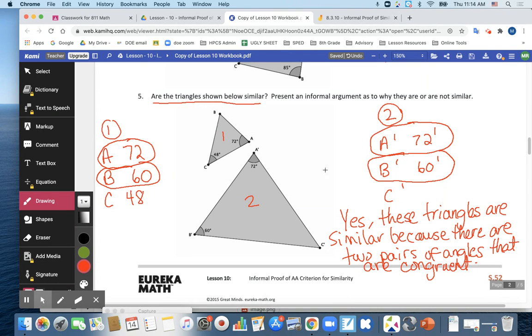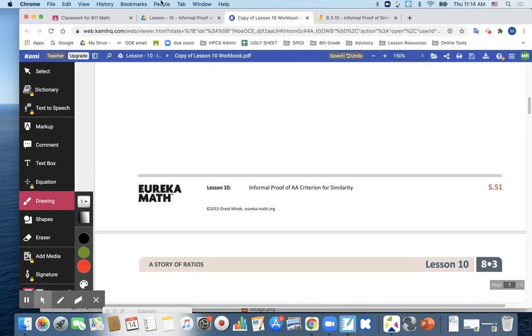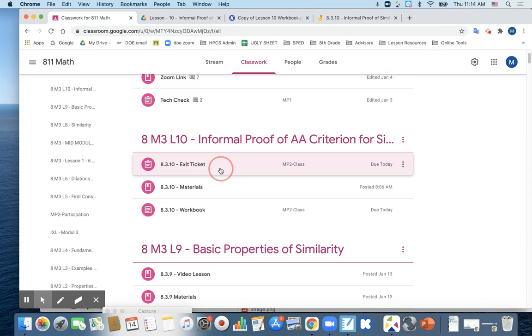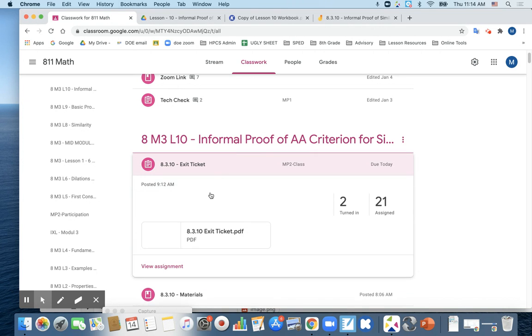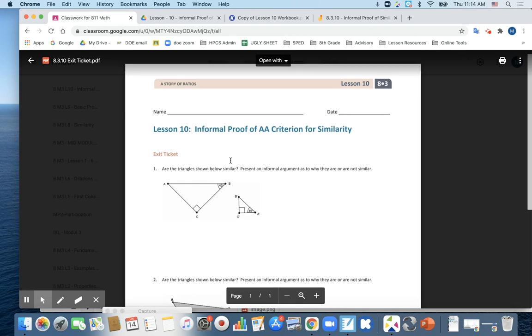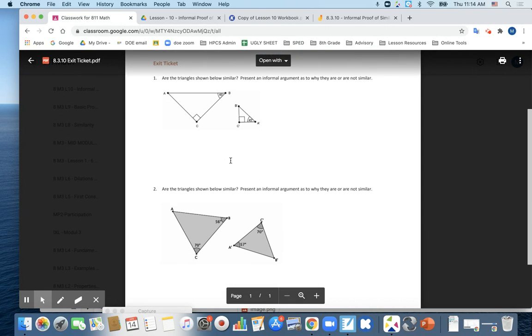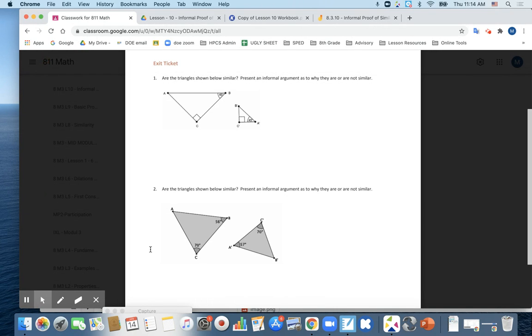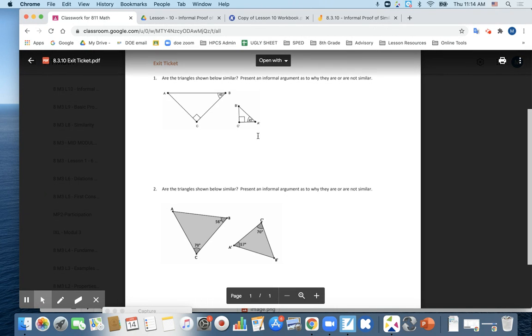Okay, cool. So that's it for today. Now you need to go into your exit ticket for today and you've got to do the same thing. They have two questions for you. They're giving you two triangles in each question and you have to find out if they're similar or not. So do that, turn it in, and that's it for this lesson.